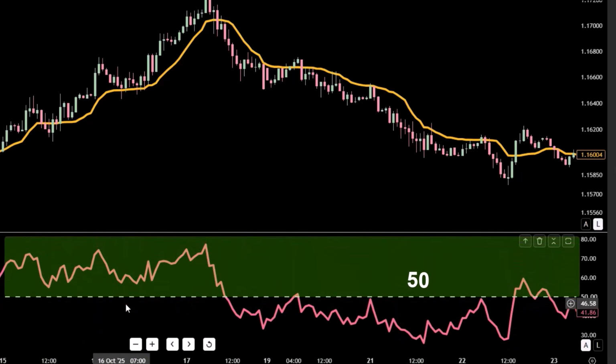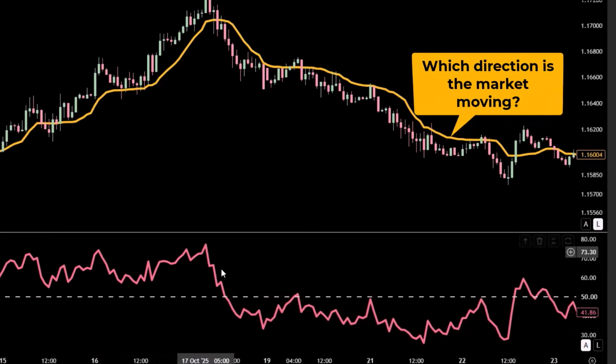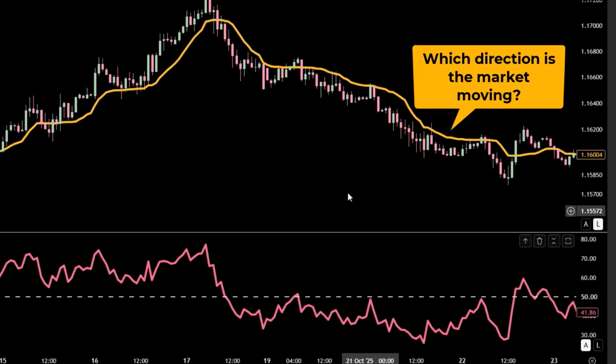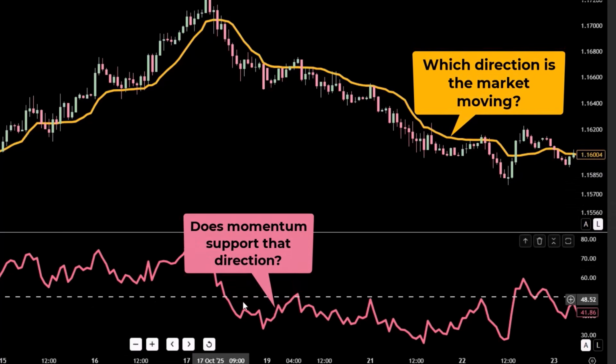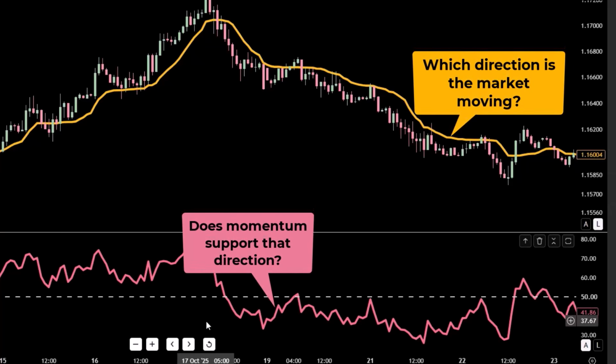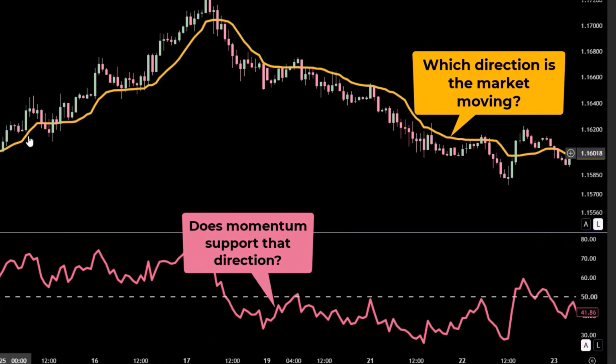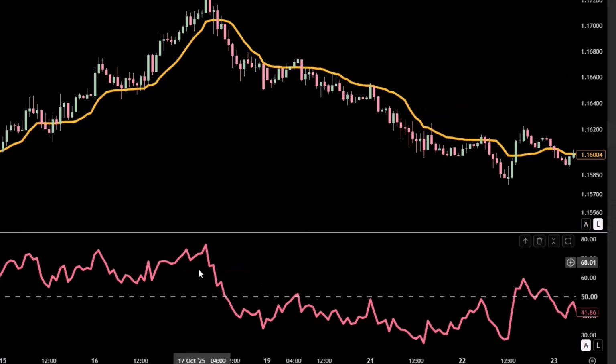When RSI is above 50, the trend is bullish. When it's below 50, the trend is bearish. KAMA answers one question: which direction is the market moving? RSI answers another: does momentum support that direction? When they agree, we have a stronger setup, but when they disagree, we simply wait for better conditions. Now let's put everything together and see exactly how to enter a trade using KAMA and RSI.